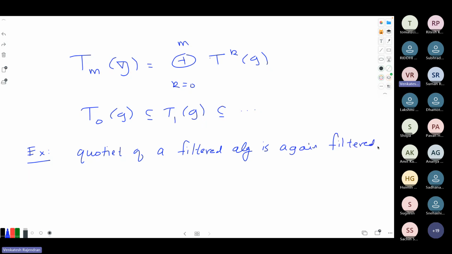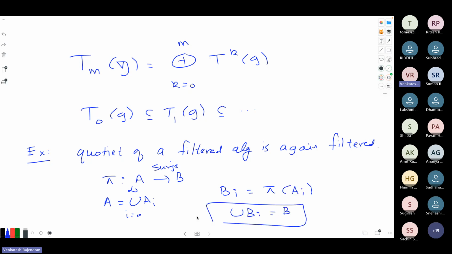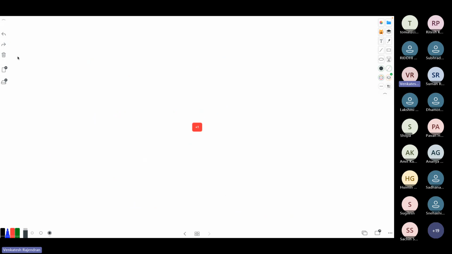So basically, the filtration comes from the filtration that you have started with. Let's say pi is a map from A to B, and this A has filtration union A_i. If this is a surjective map, then you can take B_i to be pi of A_i, so that it's clear that union B_i is B, and it will satisfy all other required properties. Because of that, you can easily see that the universal enveloping algebra must be a filtered algebra.